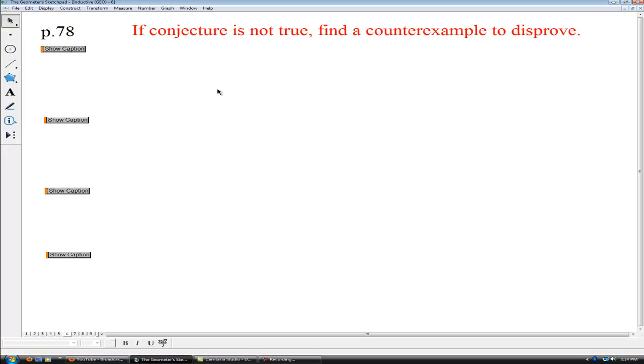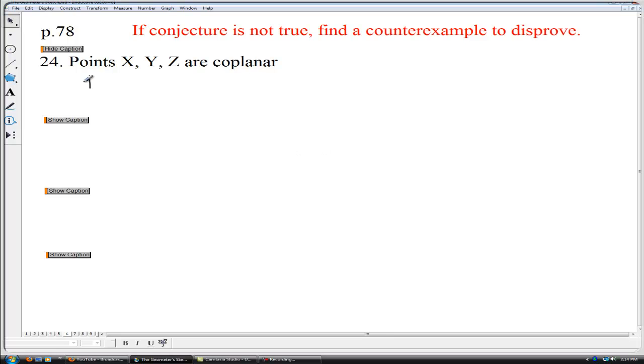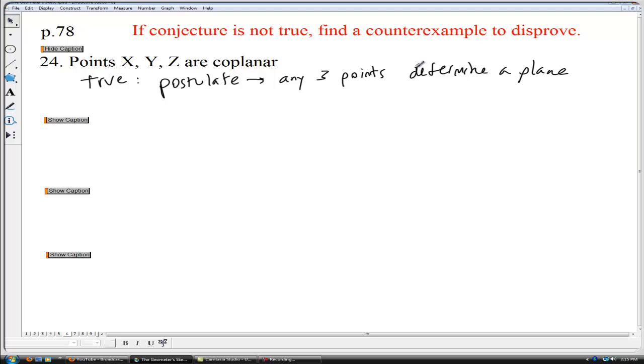Number 24. Instructions say, determine if each conjecture is true. If not, write or draw a counterexample. So let's look. Points x, y, and z are coplanar. Well, I'm going to say this is true, and my evidence is we have a postulate from chapter 1: any 3 points determine a plane. And I think we'll be hard pressed to find a counterexample. So I'm pretty confident this one is true.